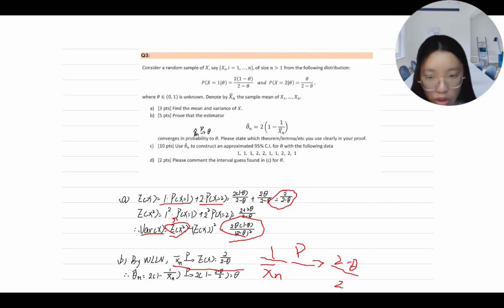So we can just substitute theta n bar into these expressions, that of this one. So it converges in probability to these expressions, and when calculated it is equal to theta. Okay, and this is part B.